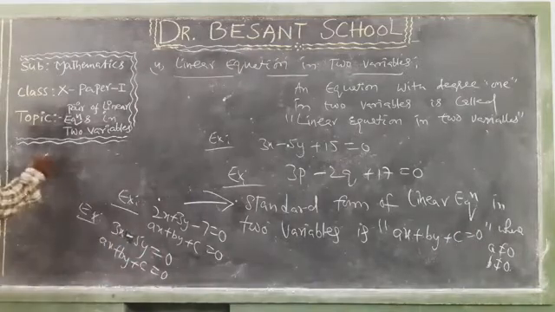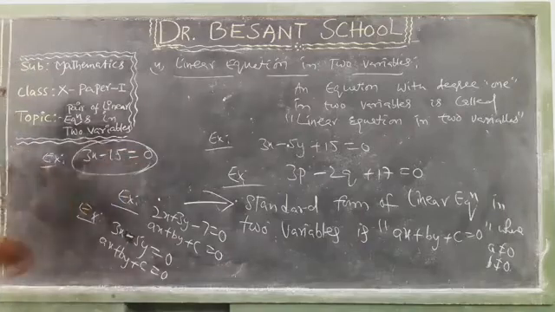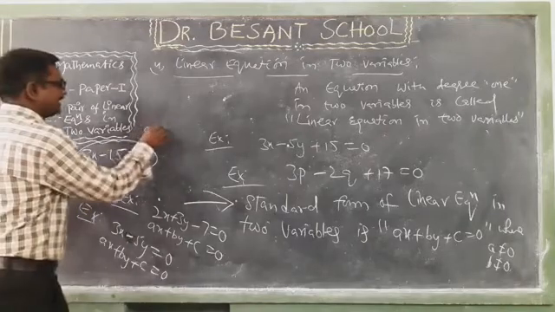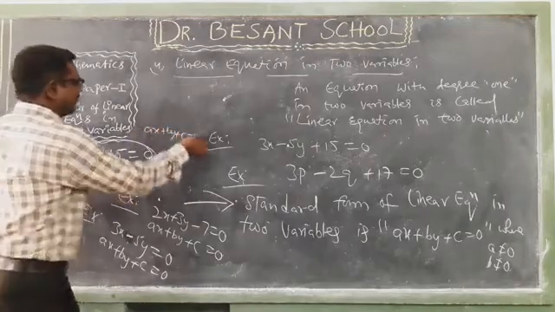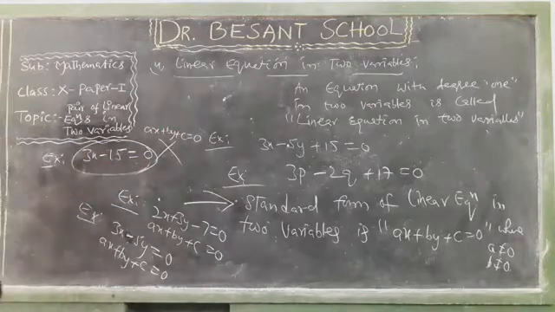Now observe, come to this example. This is 3x minus 15 equals 0. It is not of the form ax plus by plus c equals 0.